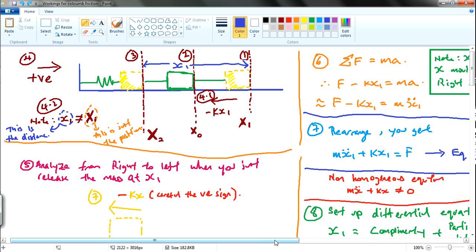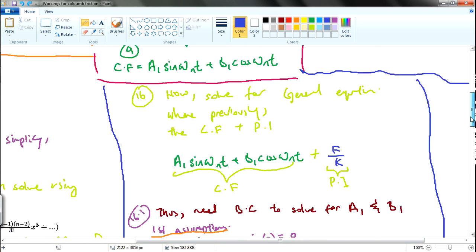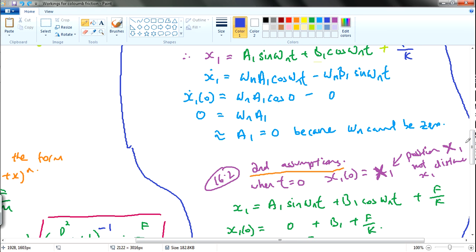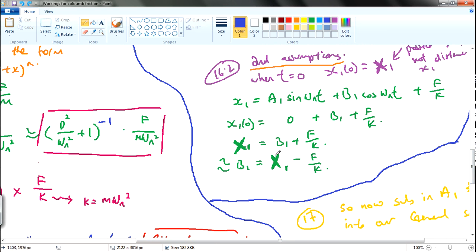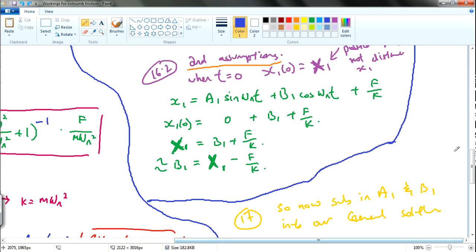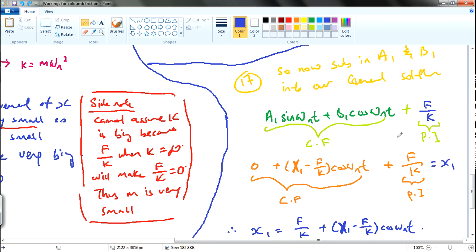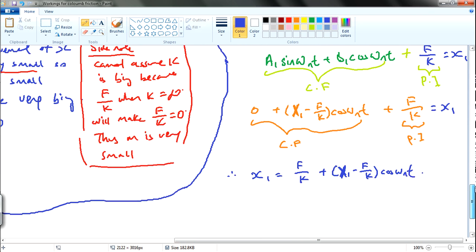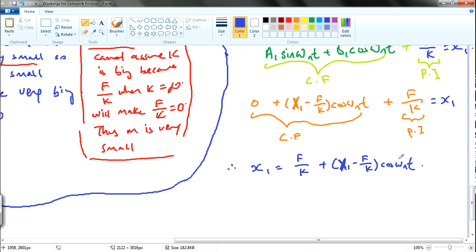I've done a lot of touch up already, so I hope you get it clear. And then once you get that, you eventually get this one. You just change to b1. You'll find your b1, and then now you sub in your a1 and b1 into your general equation. This is your general equation. Perhaps I can say that this equals x1, the distance, not the position. Now you sub in the a and the b. You have this thing, and then plus the particular integral. And tada, you have your distance.